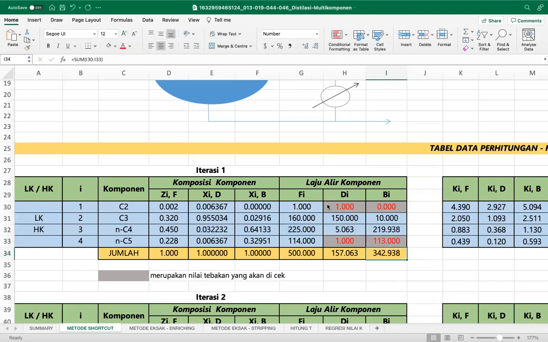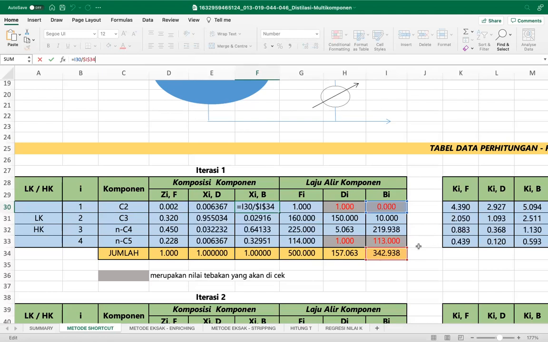So once you know the mass balance of each in the feed, in the distillate, and the bottom, then you can calculate the component. The component is based on the amount of the distillate divided by the total. And the component of the bottom is also the amount in the bottom divided by the total.